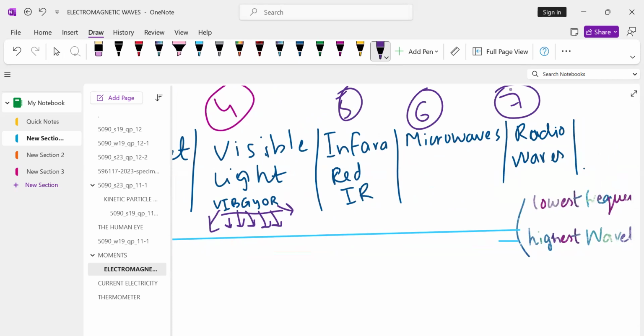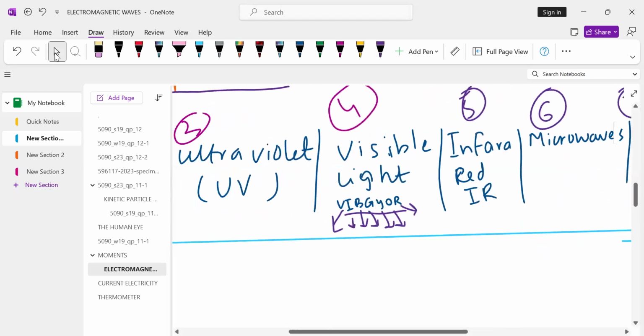So you need to remember these 7 electromagnetic spectrum waves, because questions regarding this usually appear in P1 and P2. Especially in P1, they can ask you which ray is in between infrared and ultraviolet. So in between infrared and ultraviolet, we have visible light. This question, which ray is in between ultraviolet and infrared, usually appears in P1 and also in P2.